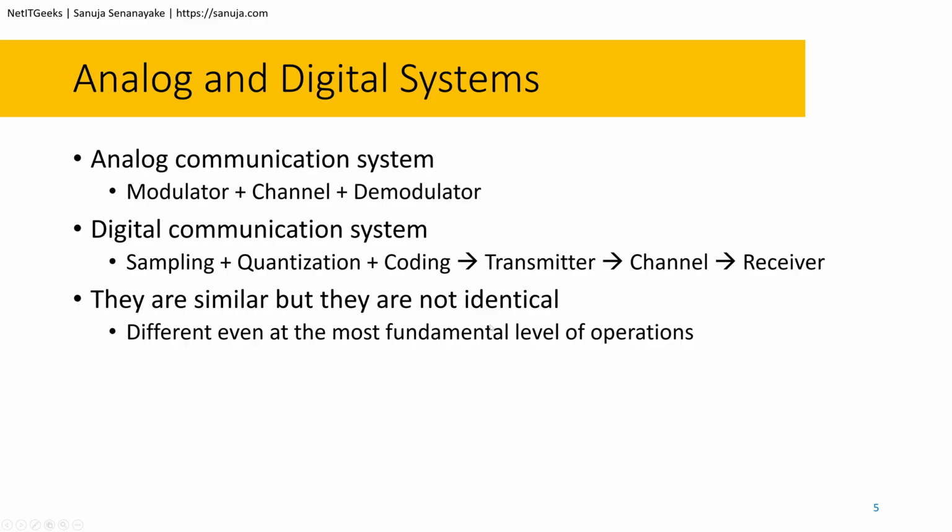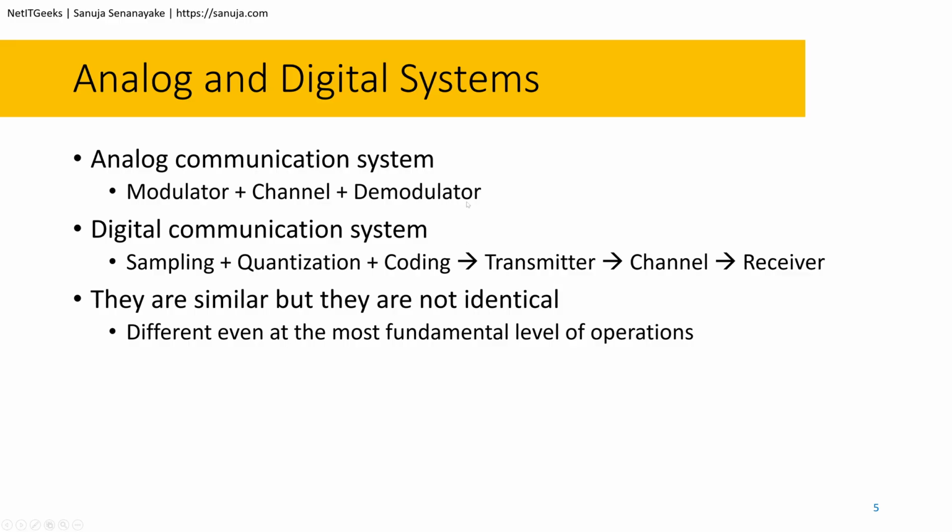Digital communication systems contain sampling, quantization, which is a way of quantifying something, coding, and then we have the transmitter, channel, and receiver. So we have the sampling, quantization, and coding on one side, and then it's put into a transmitter, channel, and receiver. Notice that some of the components are similar, such as the channel. Here we have a channel, and here we have a channel, but there are some additional components associated with digital communication systems.